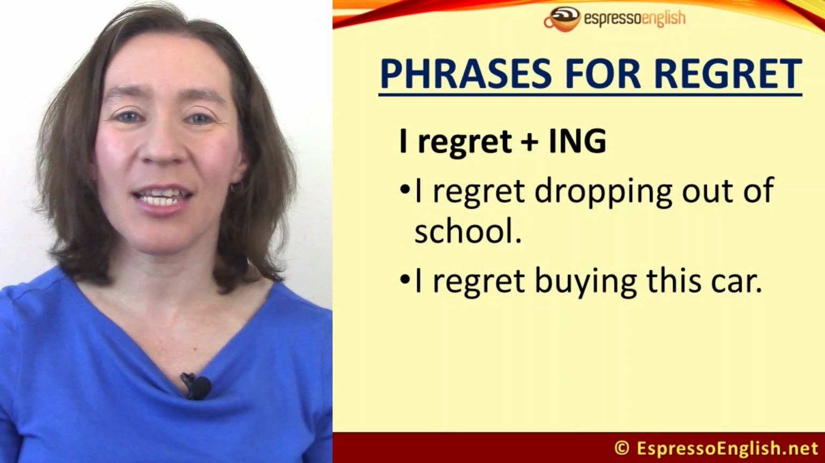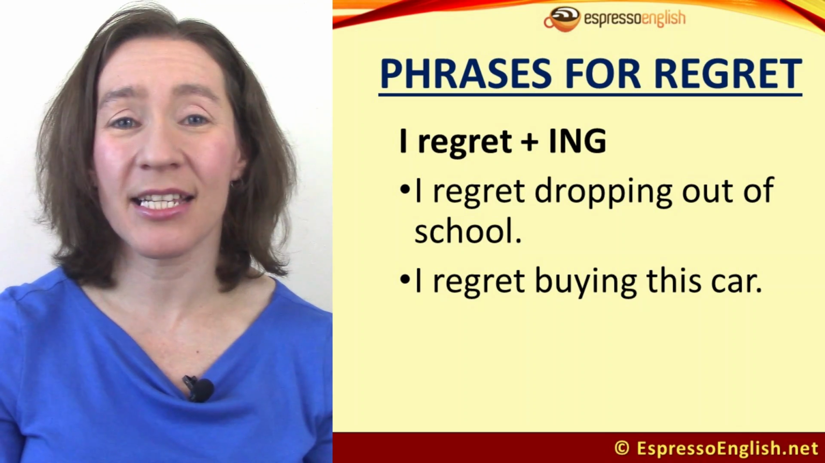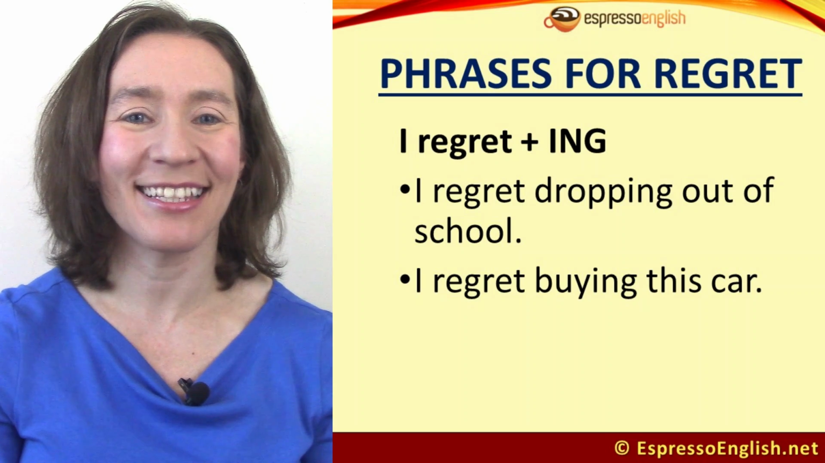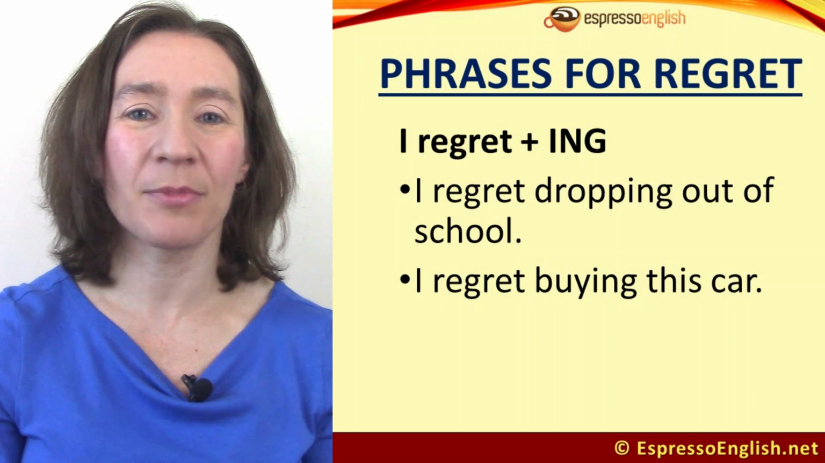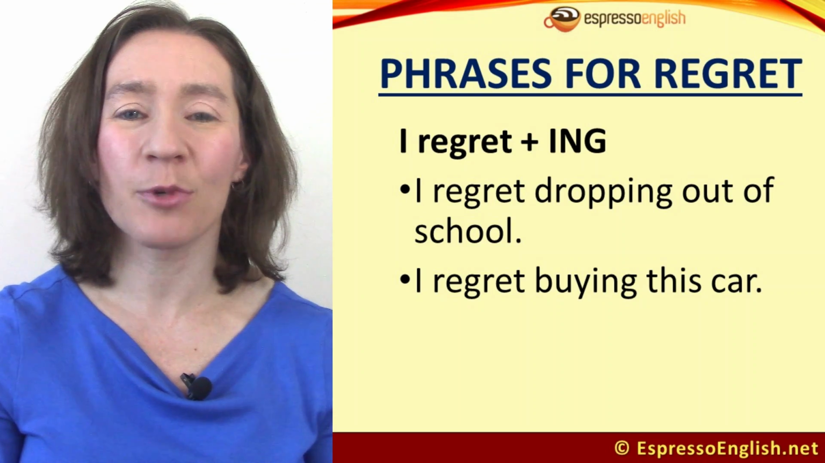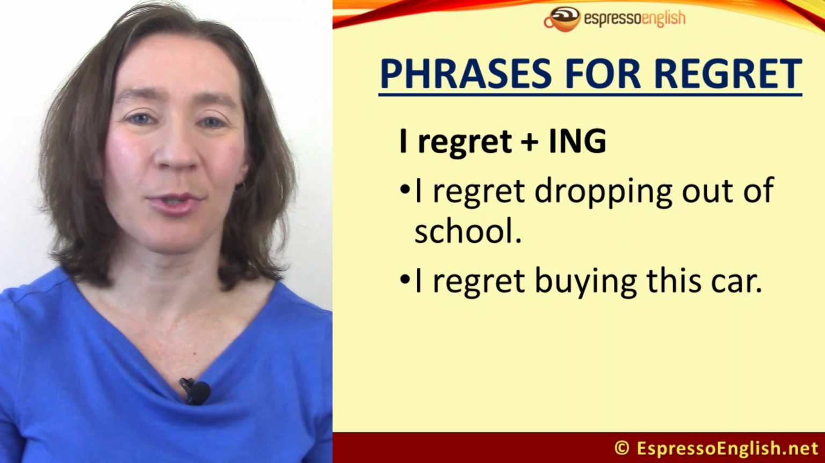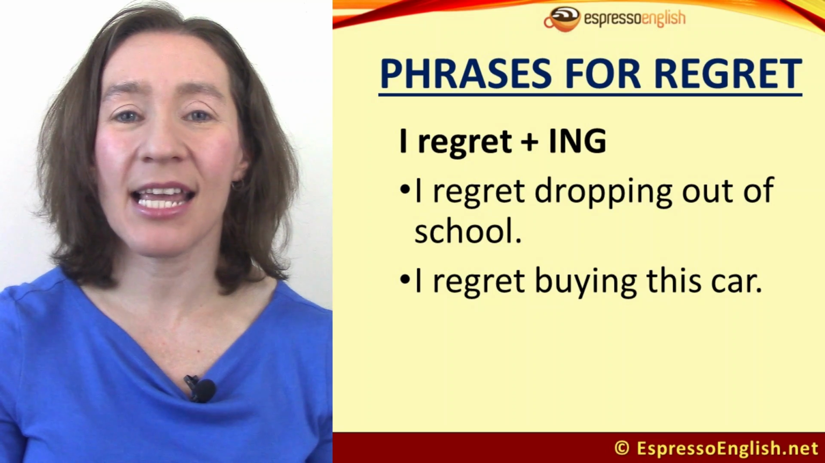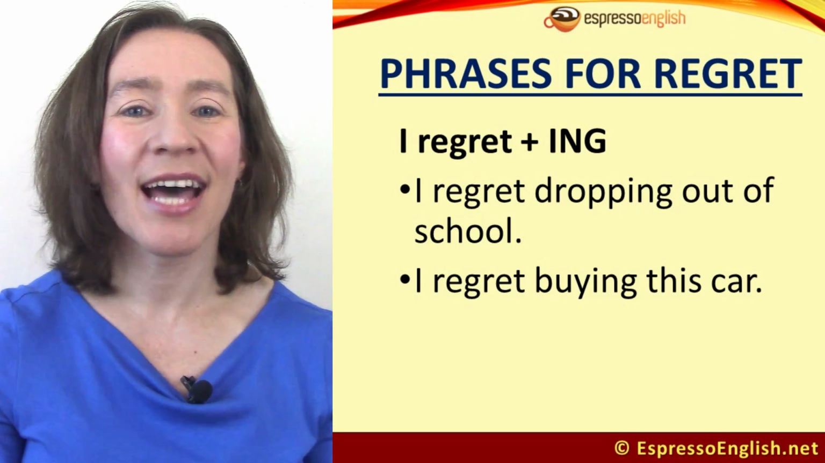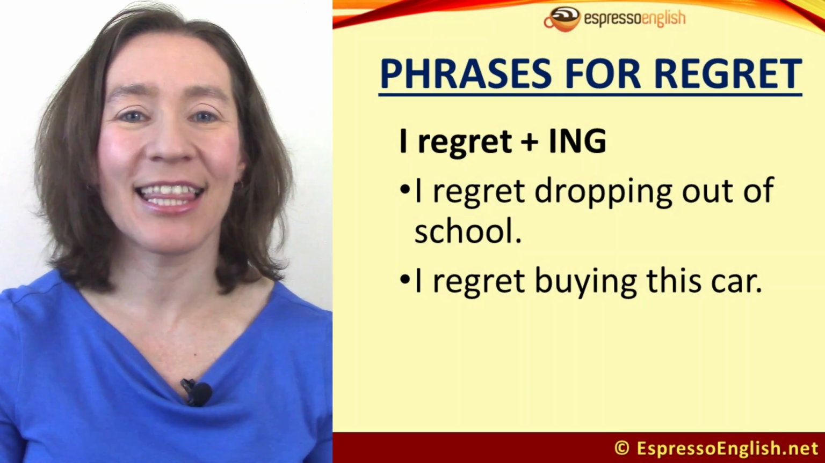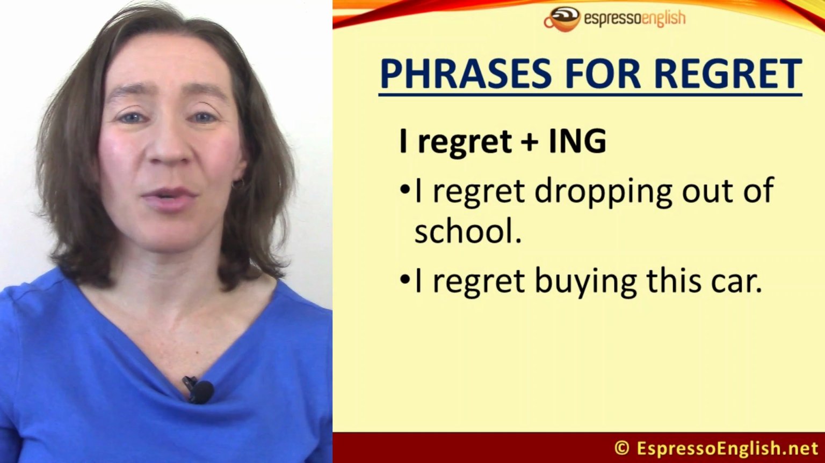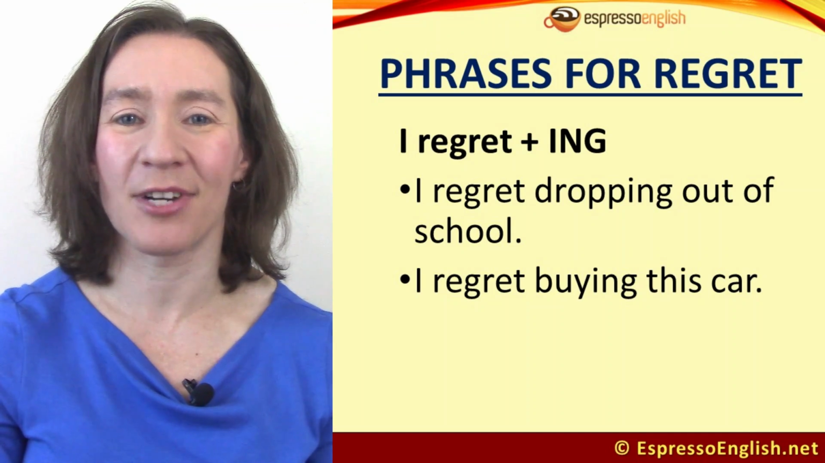One option for talking about regrets is simply by using the expression I regret and then the ing form of the verb. Simple, right? If my mistake was that I dropped out of school, I didn't finish my studies, then I could say, I regret dropping out of school. Another example, let's say I bought a car that turned out to have a lot of mechanical problems. I could say, I regret buying this car. What's something you regret? Try writing a sentence with I regret plus the ing form.